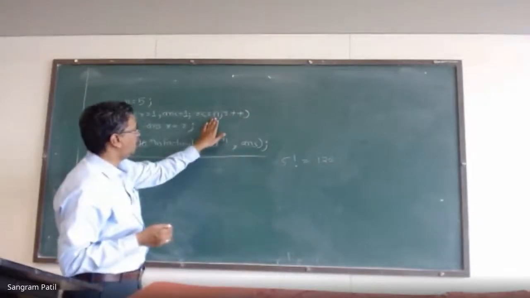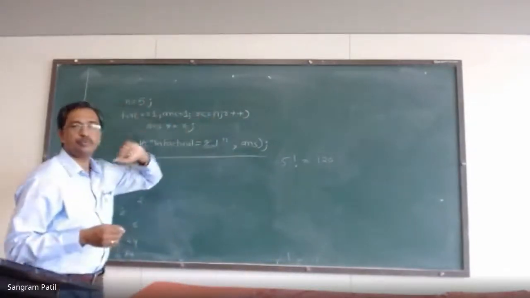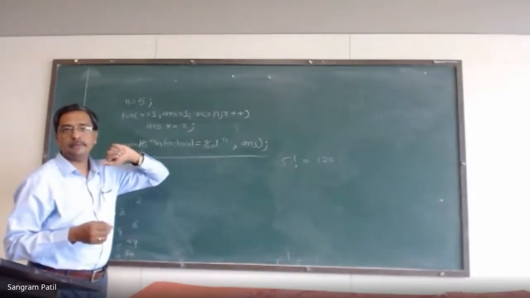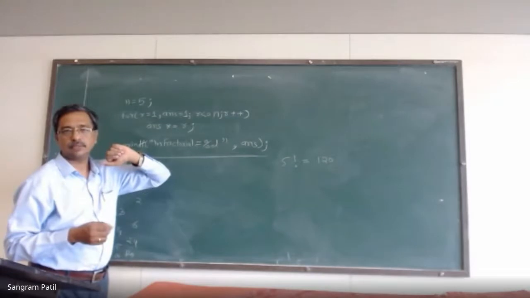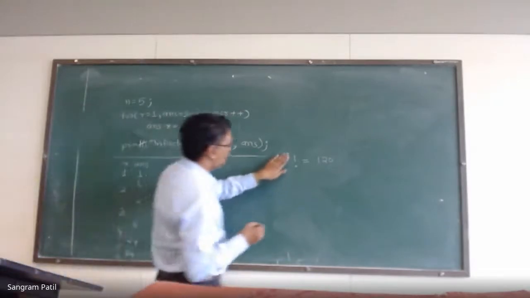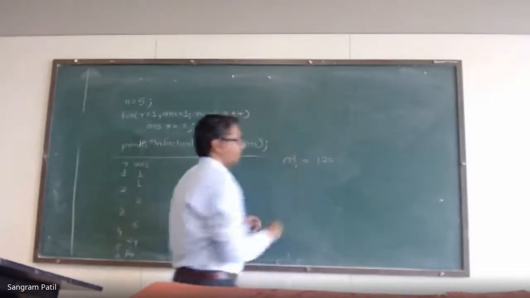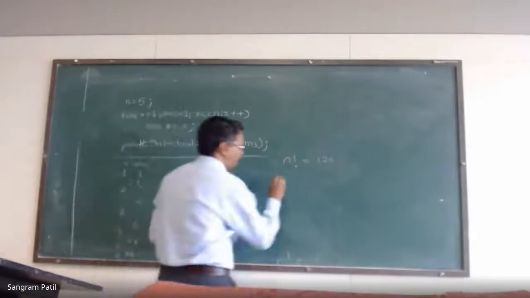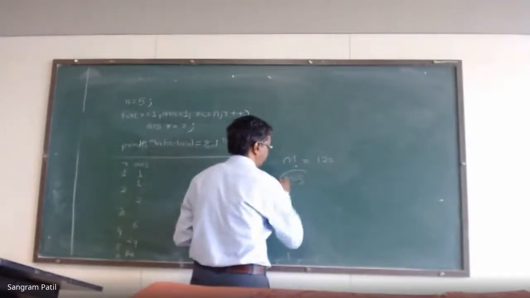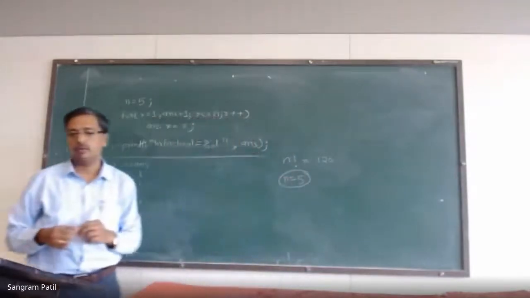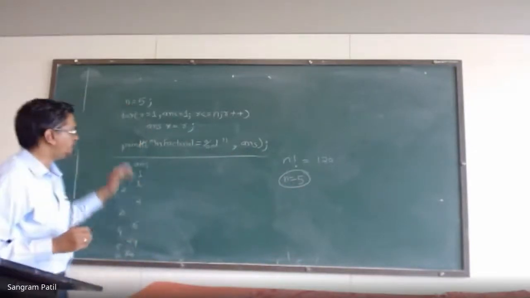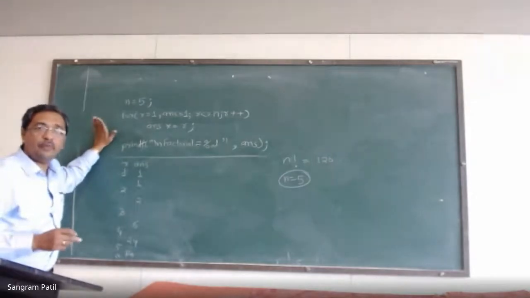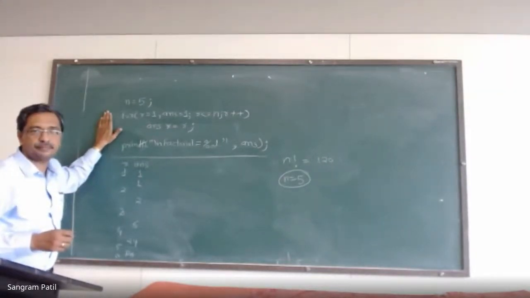So I am using a variable here. Are you getting me? Clear? So now this program is n factorial, where the value of n is 5. So this program is n factorial, where the value of n is 5.